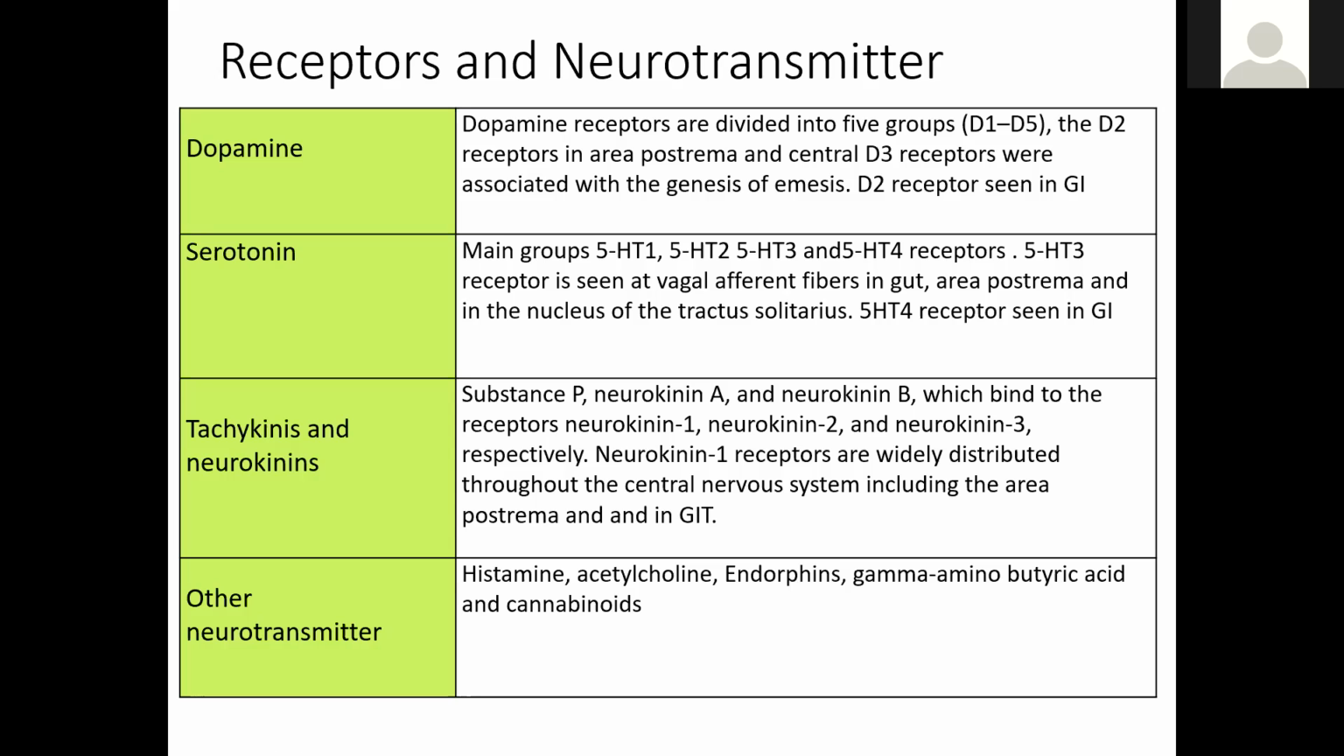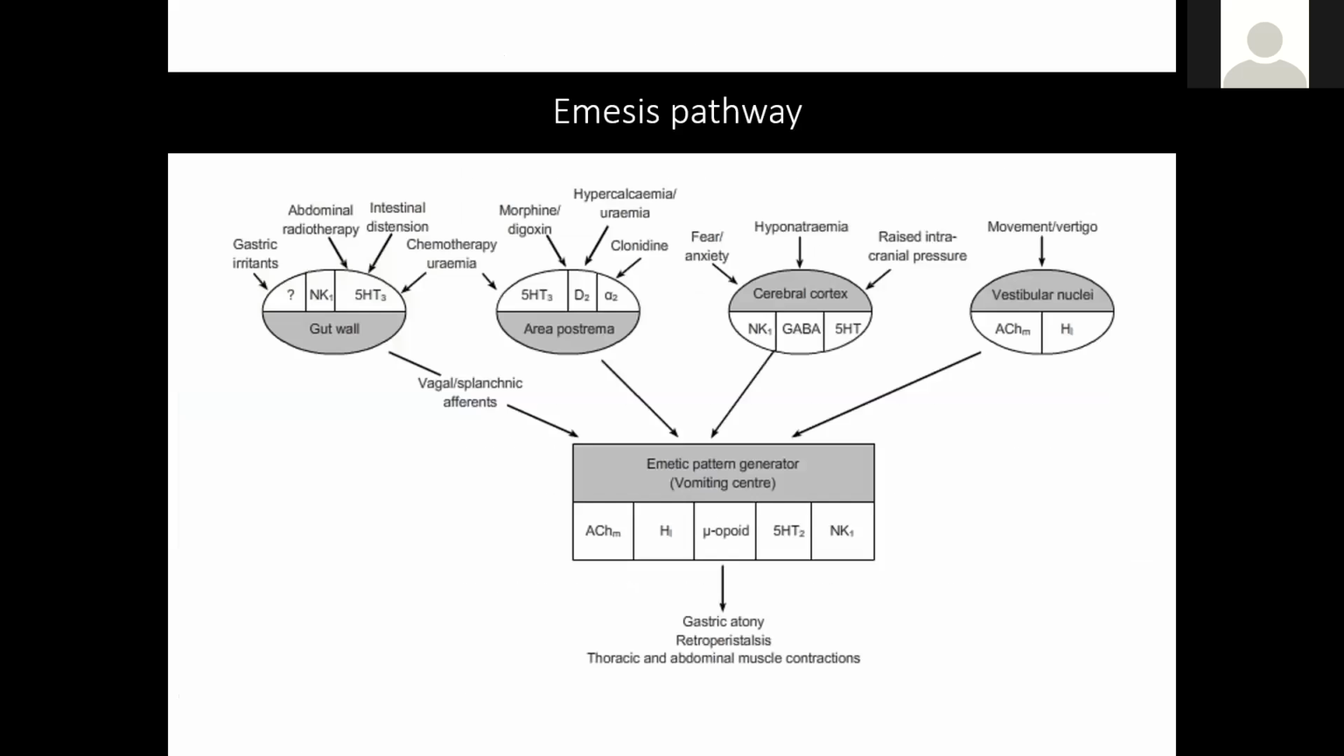And so basically they are grouped into tachykinins and neurokinins. They are usually seen in the central nervous system and also in the CTZ and also in the GIT. So distributed almost everywhere. And there are other minor neurotransmitters like histamine, acetylcholine, endorphins, GABA. So today we'll be focusing mainly on dopamine and serotonin, and we'll be talking about other drugs which act at the tachykinins and neurokinins.